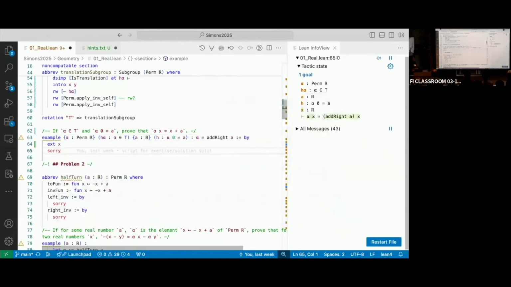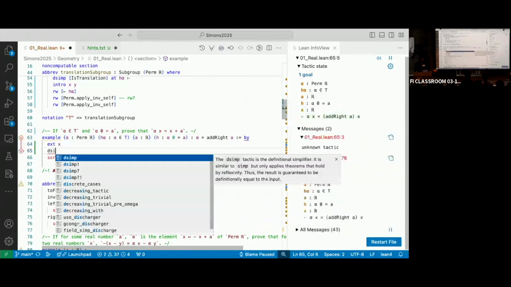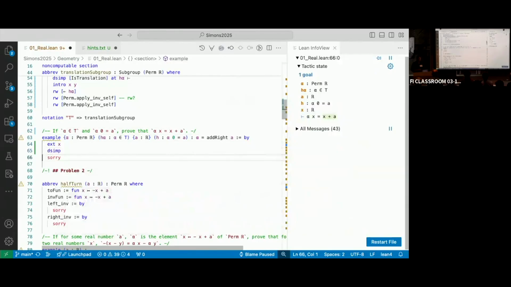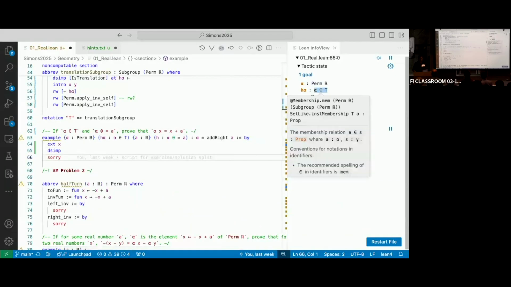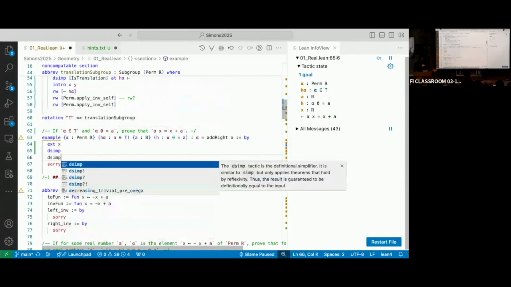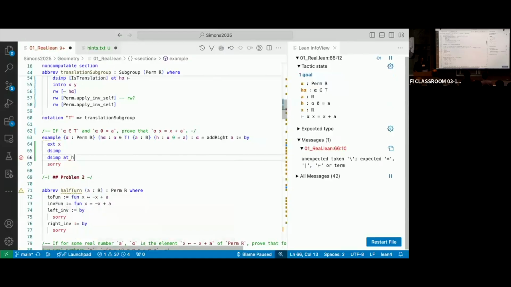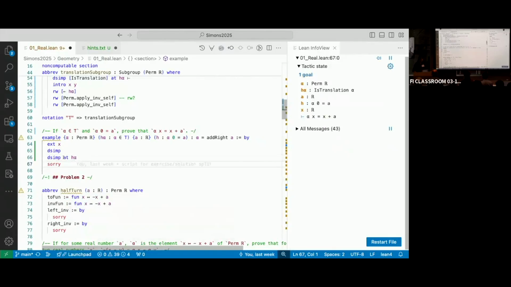And now, let's see, dsimp will take us a certain distance. I need to show that alpha of X is X plus A, given that alpha of 0 is A, and that alpha is in the translation subgroup. Maybe I'll also remind myself what being in the translation subgroup means. Okay, well, it means that it is a translation. Let's unfold the definition of being a translation. Okay, so this looks more like it.